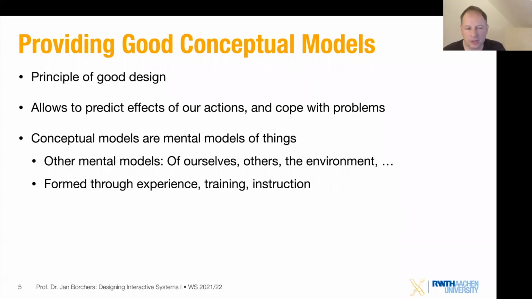And so conceptual models are mental models of things around us. And there are other mental models, right? So you as a human, you're building mental models of everything. You have a mental model of yourself as a person. You have a mental model of other people. You have a mental model of your entire environment. And conceptual models are a special kind of mental model that is a mental model of a thing that you are about to interact with or that you're interacting with.